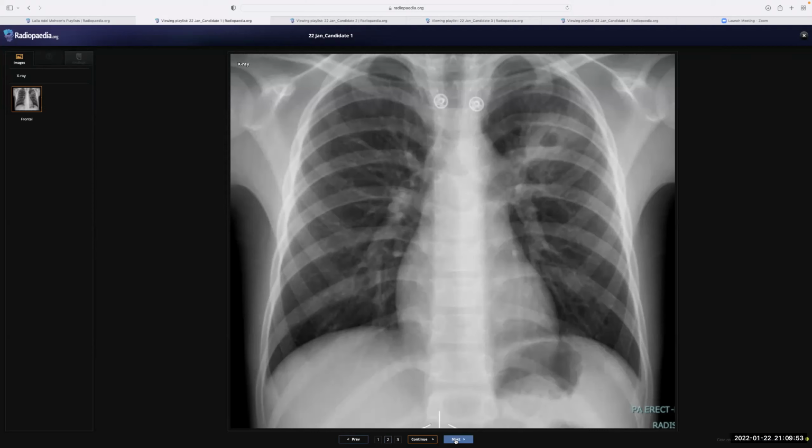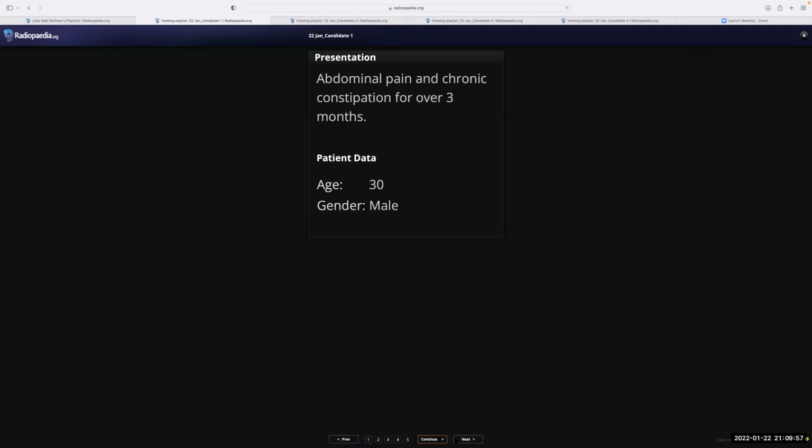Okay, next case. AFP as it was bacilli. Okay. Abdominal pain, a 30-year-old male with chronic constipation for over 3 months.